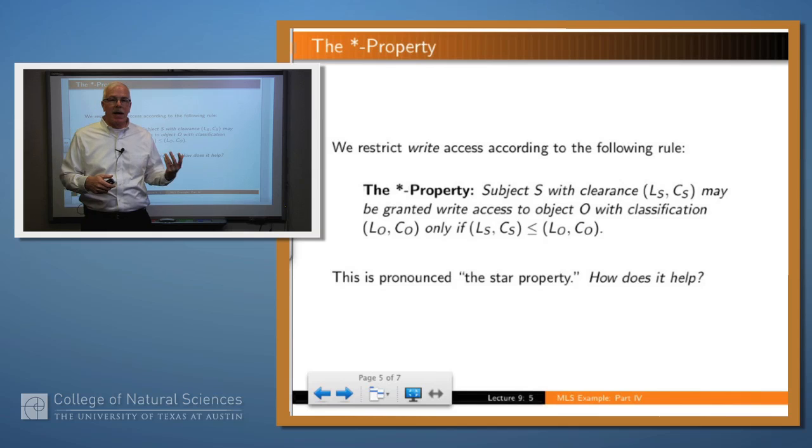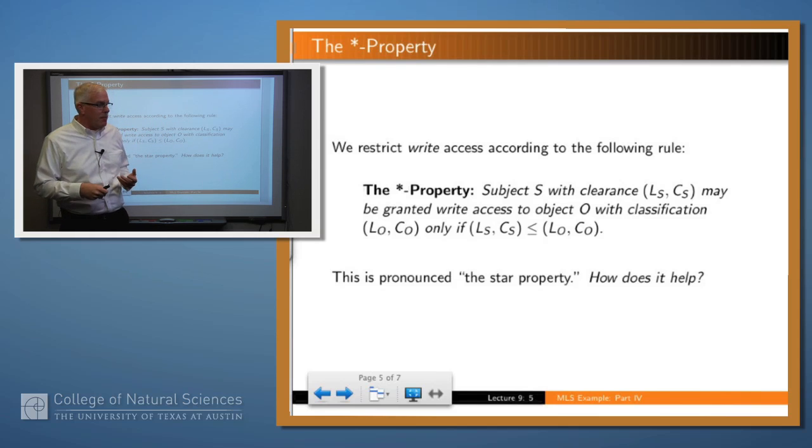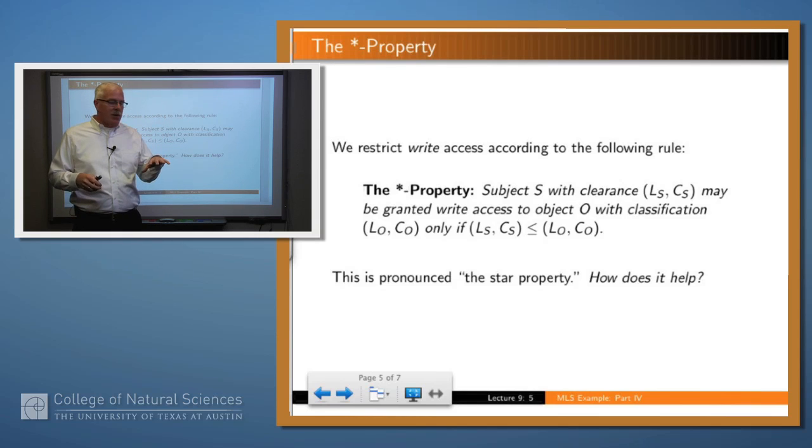And here's the rule that we add. This is called the star property. And what does it say? It says that a subject, which may be a human but may also be a program, attempting to gain write access to an object can only do so if the level of the subject is dominated by the level of the object. What does that mean? It means that I can't write information down. So if I'm top secret, I can't write to an unclassified folder or a secret folder or a confidential folder.